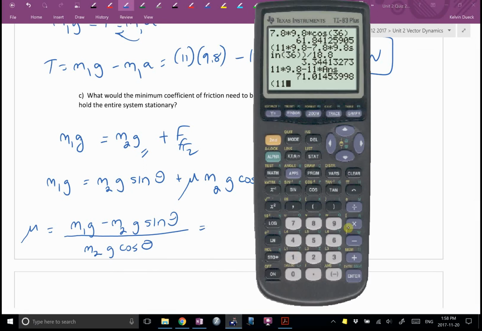M1 was 11 times 9.8 minus M2 was 7.8 times 9.8 cos 36 sine 30. I did it again. Wow. 36, close off the sine, close off the top, divided by bracket M2, which was 7.8 times 9.8 cos 36. And this is where I said I've made up bad numbers.